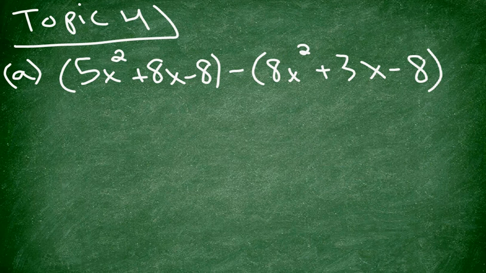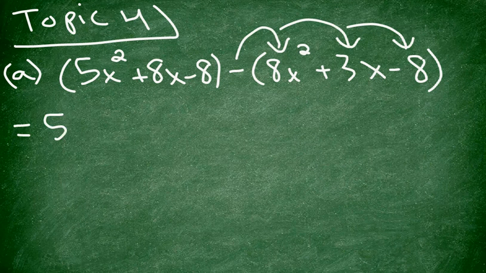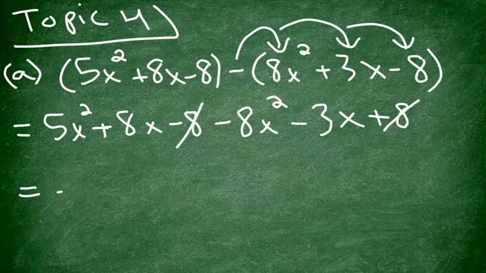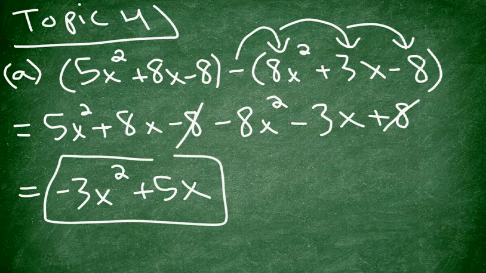So for this one, the first thing I'm going to do is distribute the negative 1. So I have it actually written like this. I always like to do that just to make sure I get all those negatives taken care of. So that becomes a negative 8x squared, that becomes a negative 3x, and that becomes a positive 8, right? So I can see that the negative 8 and the positive 8 are going to cancel. The 5x squared and the negative 8x squared is going to become negative 3x squared, and then the 8x minus 3x is going to be 5x. So that would be my final answer for letter A.